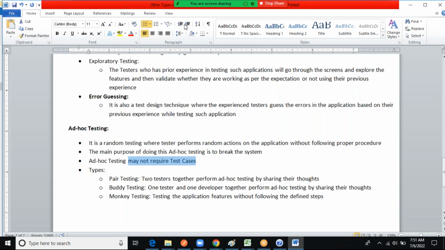Sir, I have a small doubt. Yes, Ramya. Sir, practically it works as monkey testing, sir.